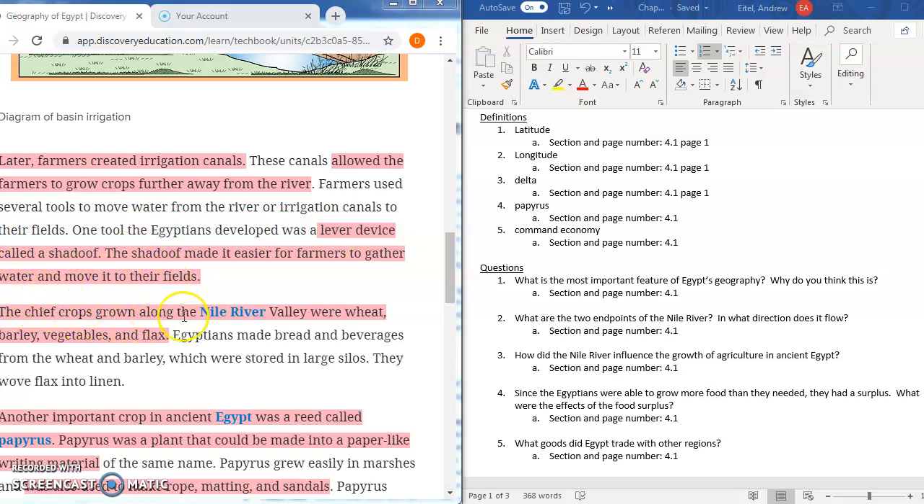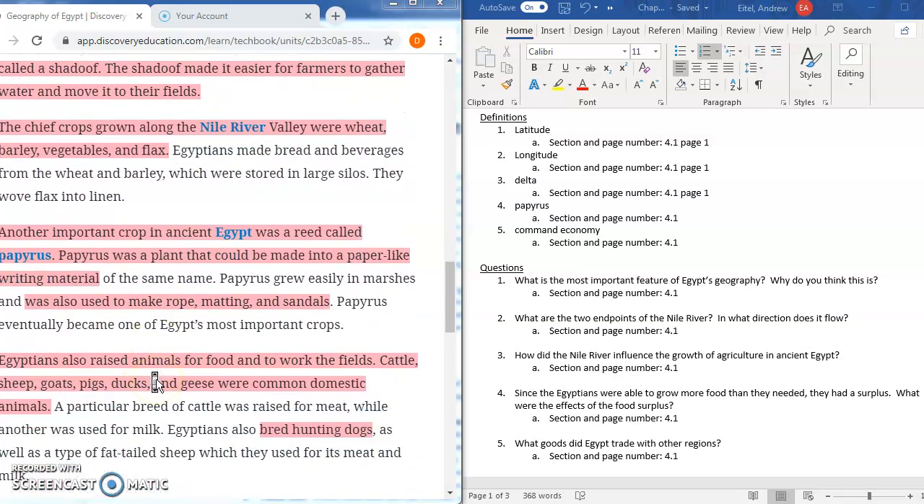Chief crops grown along the Nile River valley were wheat, barley, vegetables, and flax. Egyptians made bread and beverages from the wheat and barley, which were stored in large silos. They wove flax into linen.